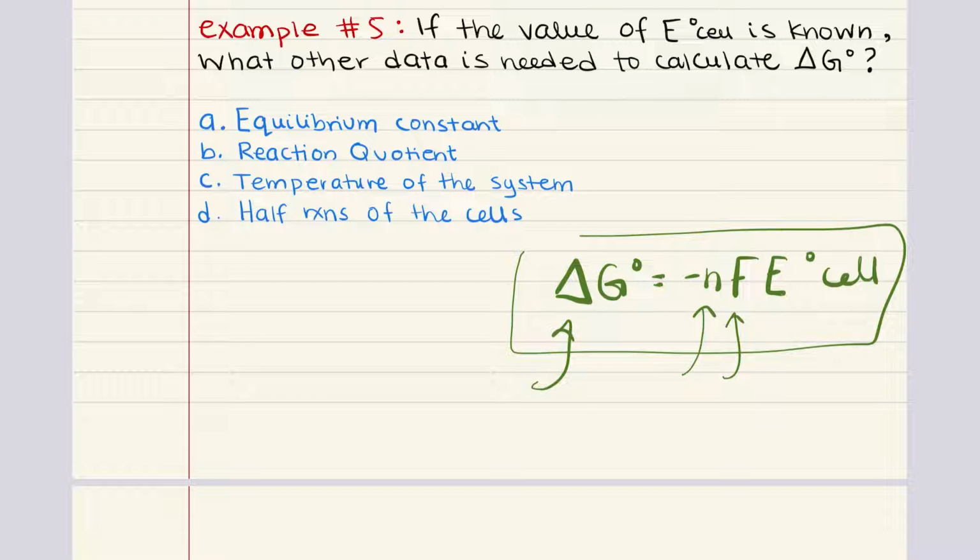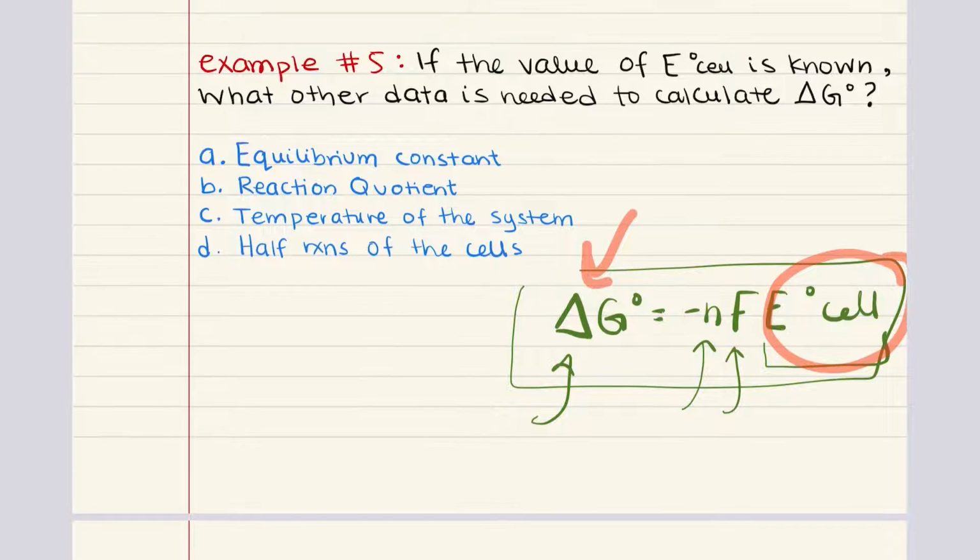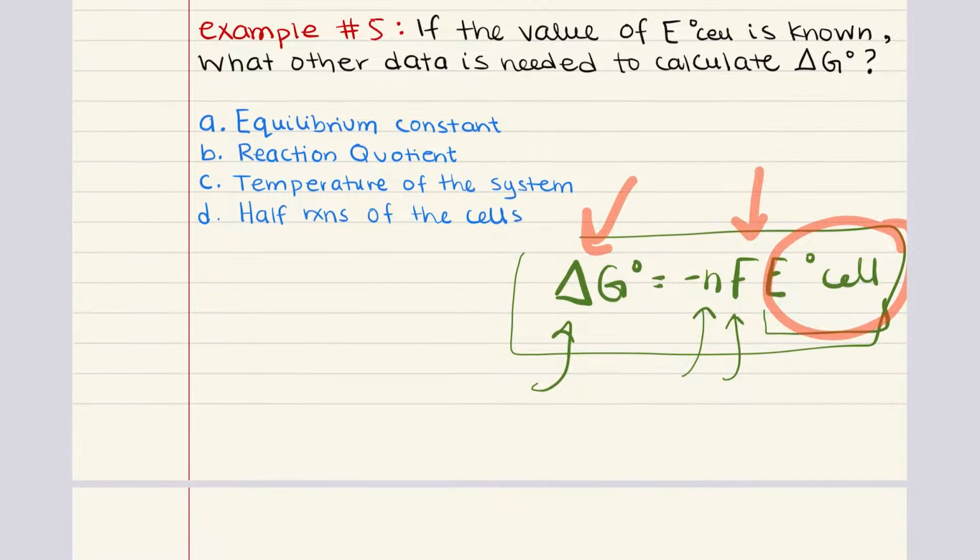It's approximately 96,485 coulombs per mole of electrons. And then that's multiplied by the standard cell potential. If we're given E cell, what other data do we need to calculate the standard Gibbs free energy change? Well, F is a constant, so we don't necessarily need any information about that. It's a constant, we know the value, but what we do need to figure out is n. We need to figure out the number of moles of electrons that are transferred in the redox reaction.